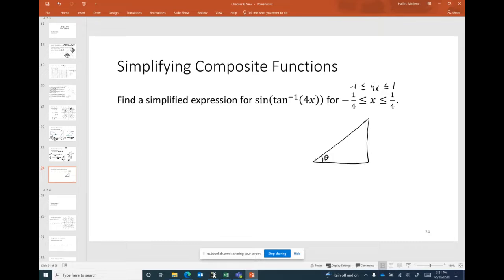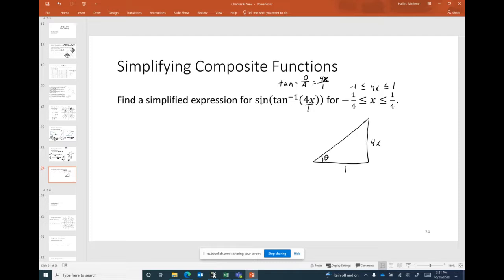We'll say that's our angle. I'm just going to let it be that. So the tangent, of course, is the opposite over the adjacent side. But I don't have a ratio here, do I? It's just 4x. Well, I could certainly call 4x over 1, couldn't I? So then I could say the tangent is 4x over 1, and I could say my opposite side is 4x, and my adjacent side is 1.